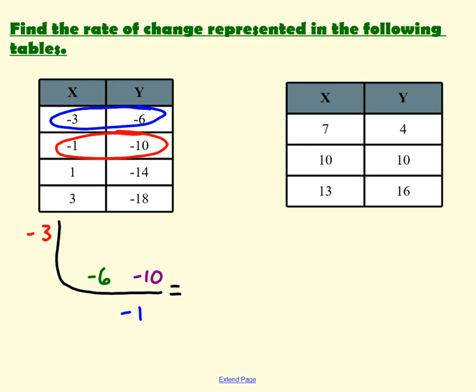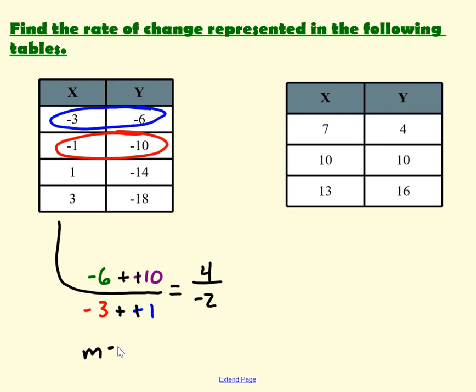I have to put a minus sign between my 2 points because that's what I have to do every single time. So negative 6 minus negative 10, that's really like plus 10. So it's going to be negative 6 plus 10 is going to be 4. Negative 3 minus negative 1, that's really like saying plus 1. So that's going to be negative 2. 4 divided by negative 2 gives me a slope of negative 2.